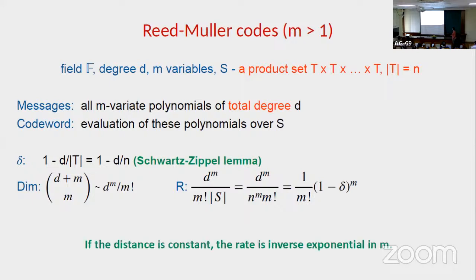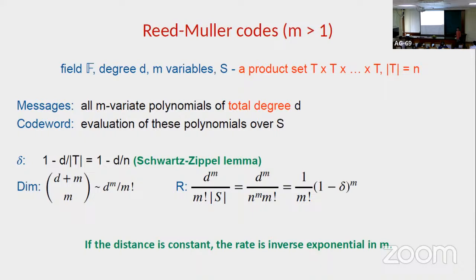Okay. So the thing to notice here is that if delta is a constant, so think of delta as being 0.1, which means d over n is 0.9. The rate becomes 0.9 to the m divided by m factorial. Okay. So if the distance happens to be constant, the rate is inverse exponential in m. Why would one use this, then? Why would you do that? Right, exactly. But even for m equals 2, that's going to be an interesting setting for us.